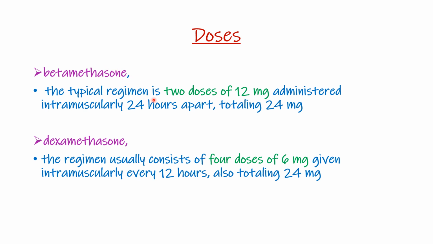So for betamethasone, we divide them into two doses. This is just very easy to administer, even in terms of the nurses. So two doses where you give 12 mg twice, BD, for 12 hours. And dexamethasone, divide them into 4 doses where each you give 6 mg.